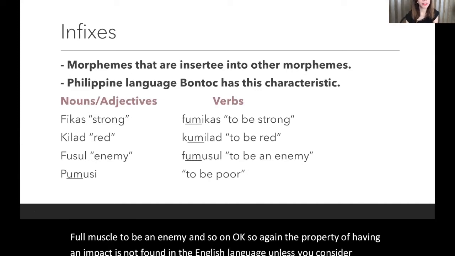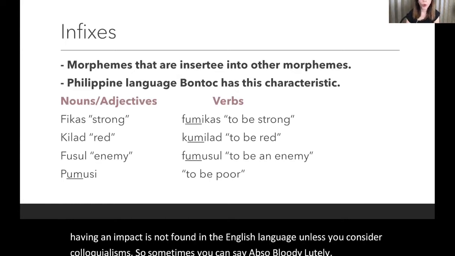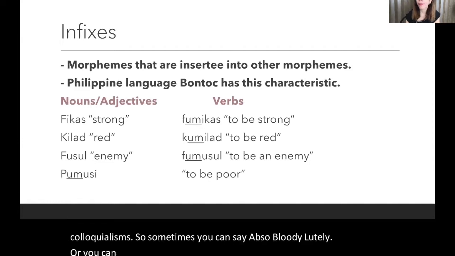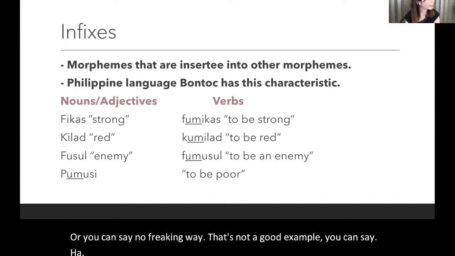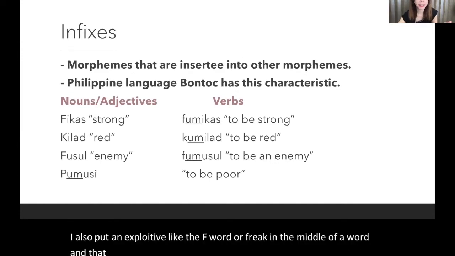So sometimes you can say abso-bloody-lutely, or you can say no freaking way. Well, that's not a good example. I'm thinking of an example. So put an expletive like the F word or freaking in the middle of a word, and that could act like an infix.